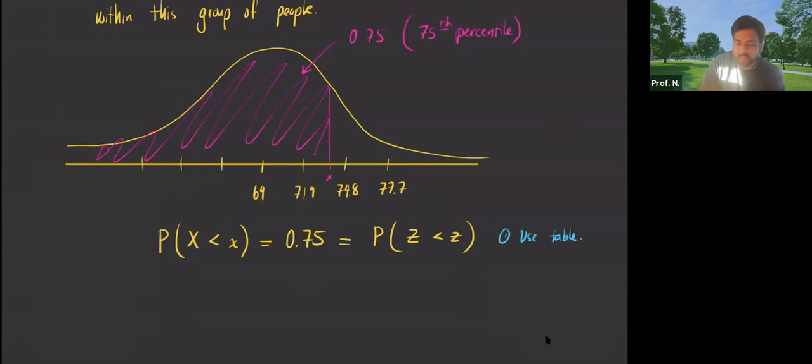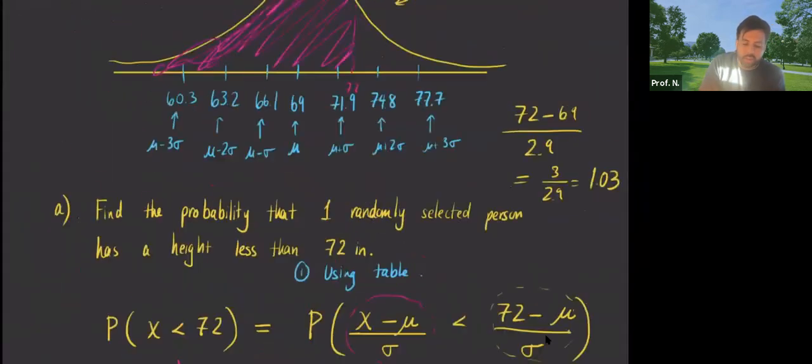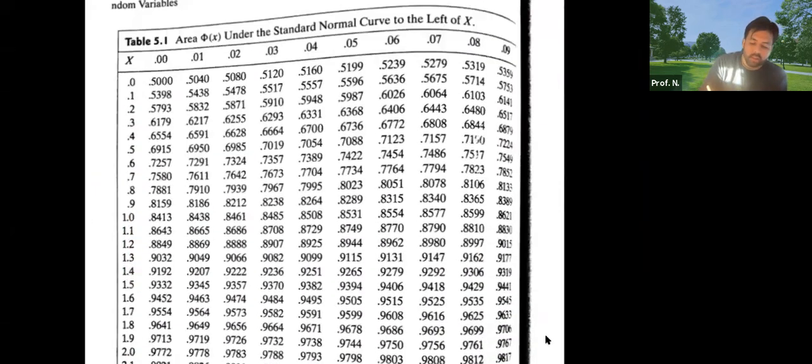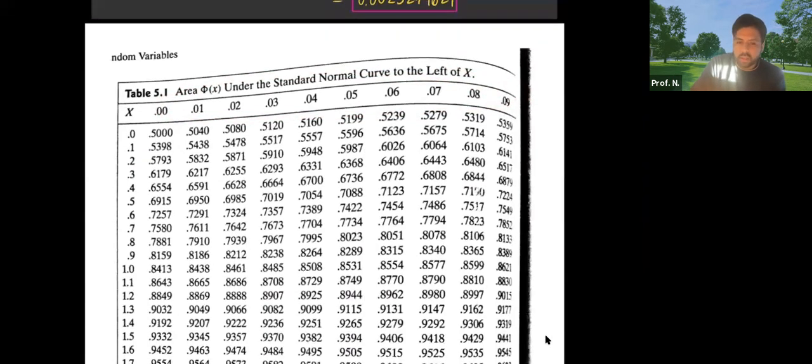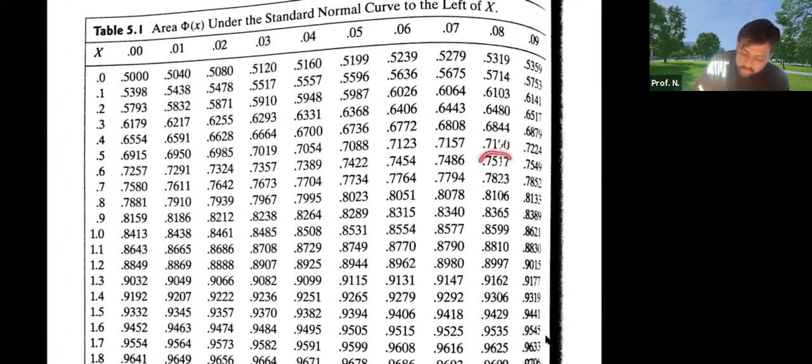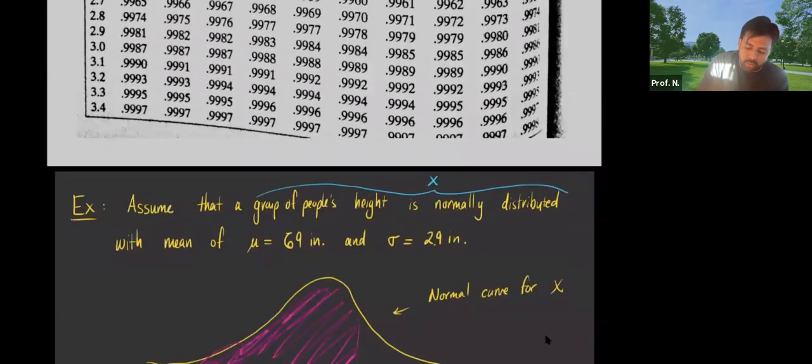So I have to go back to my table, and instead of using the rows and columns of the values of Z, I have to now go into this world and see where 0.75 is closest to. So it looks like 0.75, you see here, is an in-between number. 0.75 happens somewhere in between. In between which two numbers? 0.67 and 0.68.